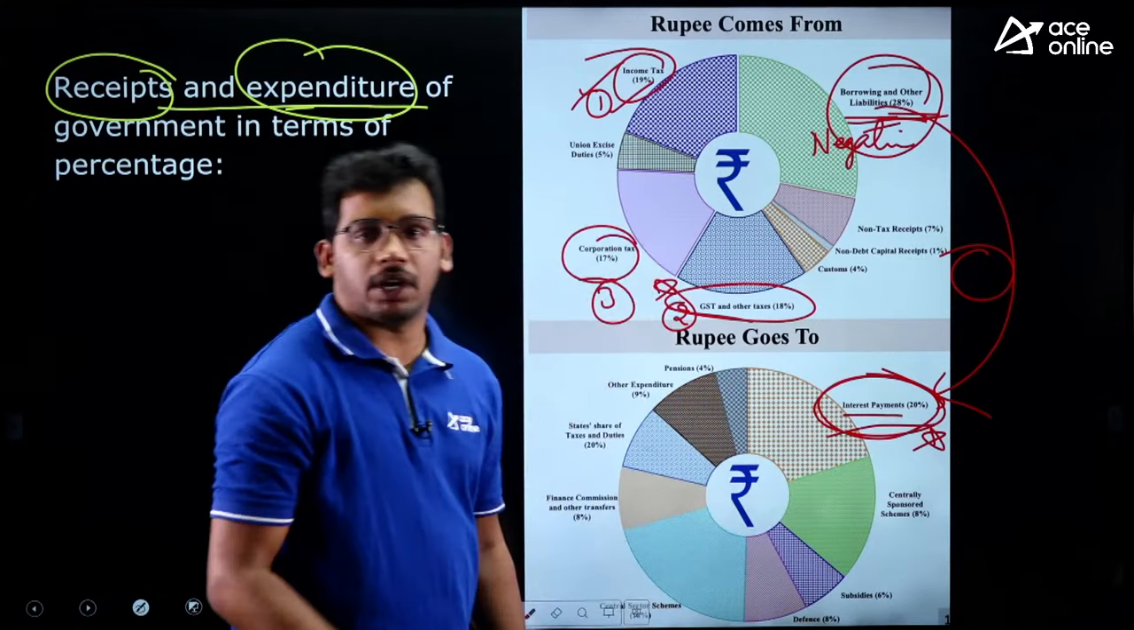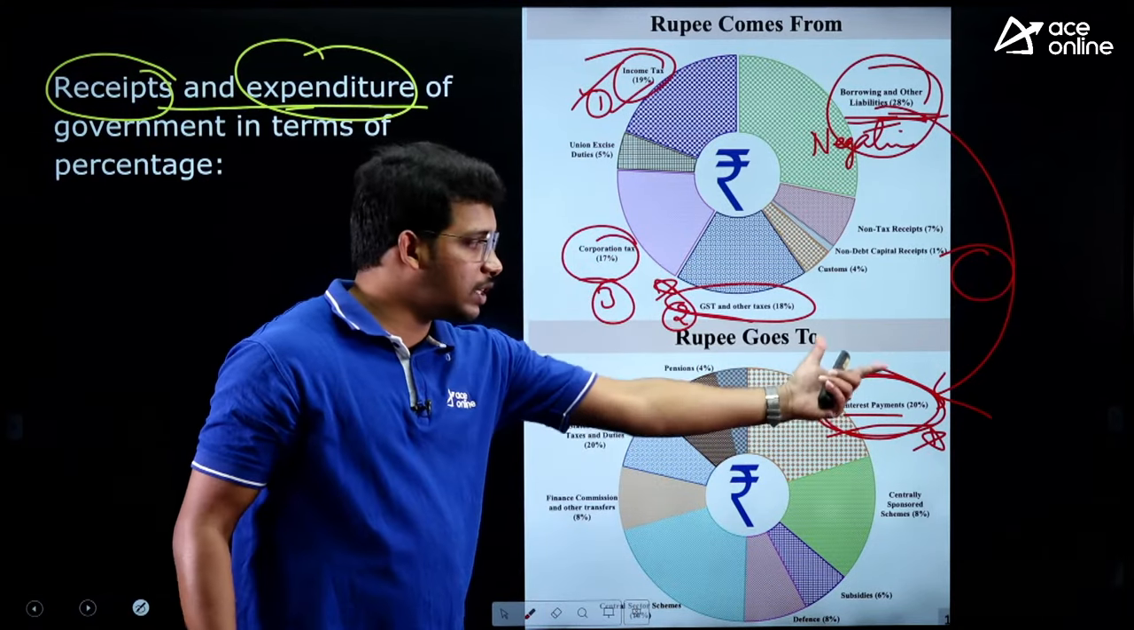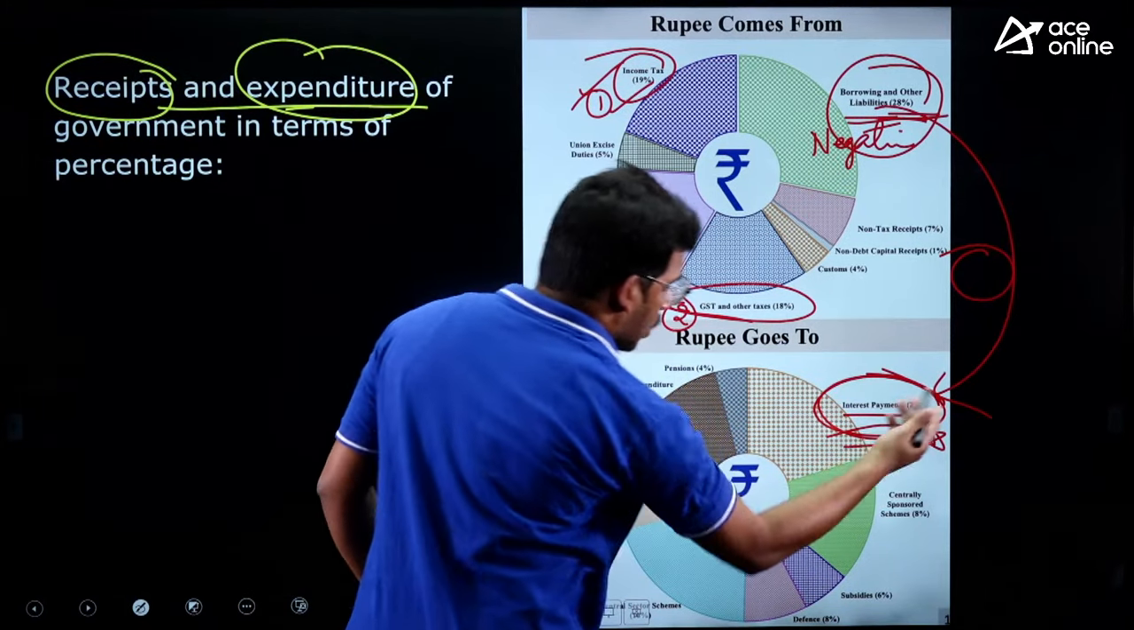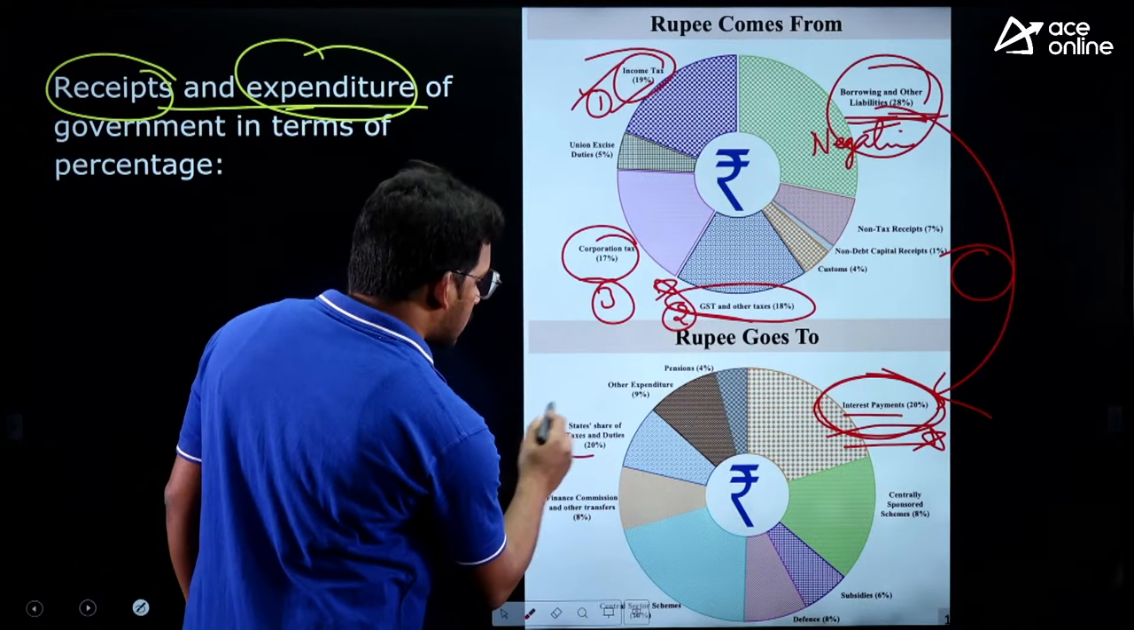These interest payments have to be reduced, right? More so that this 20% can be put on more capital assets. So this is the amount that government is paying much. Then state shares of tax.